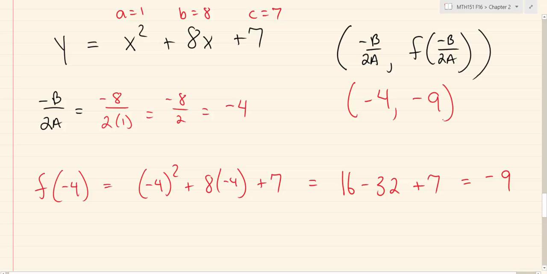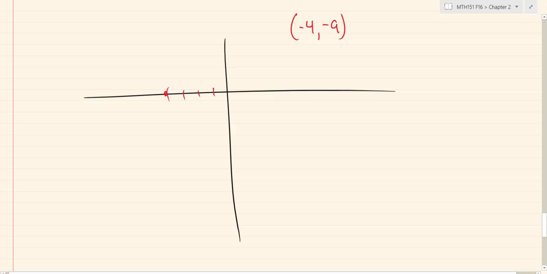This is your vertex. So if we were to sketch a graph, remember we said that our vertex was negative 4, negative 9. So that's 1, 2, 3, 4 in this direction, and 1, 2, 3, 4, 5, 6, 7, 8, 9 in this direction. Negative 4, negative 9. This is the location of the vertex. If your lead coefficient, if a is positive, your parabola opens up. If it's negative, it opens down.